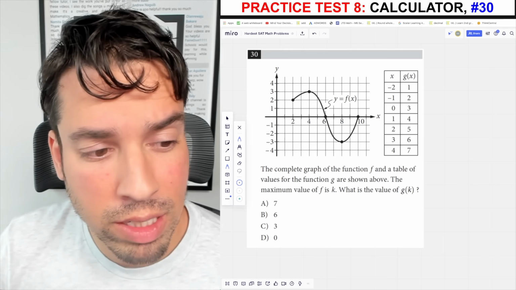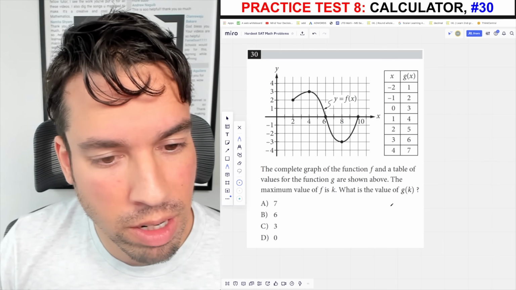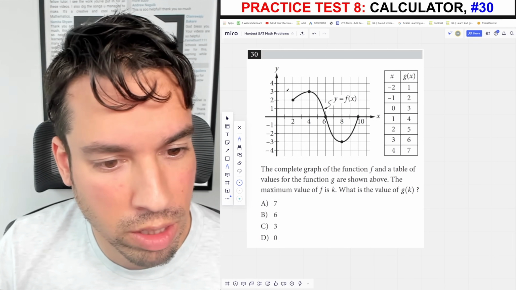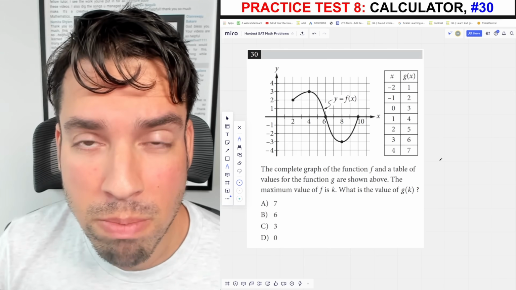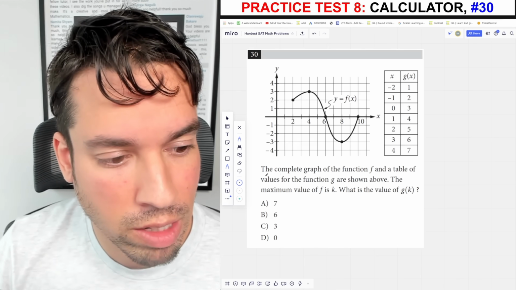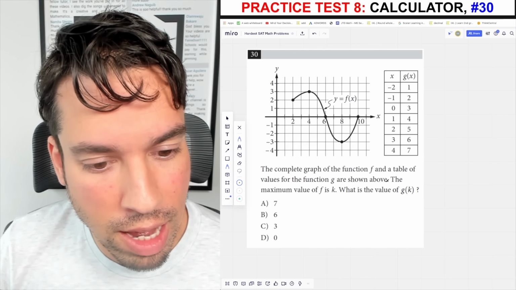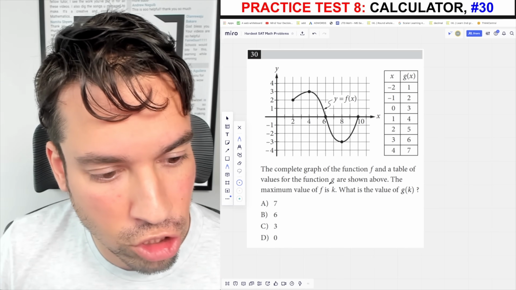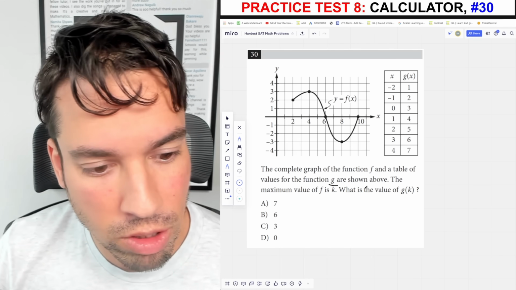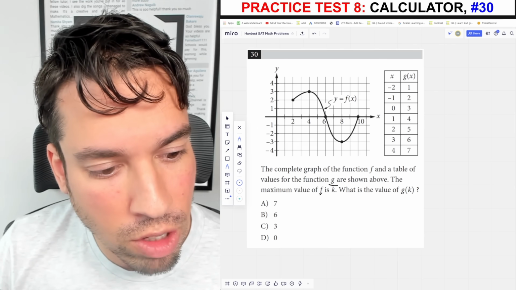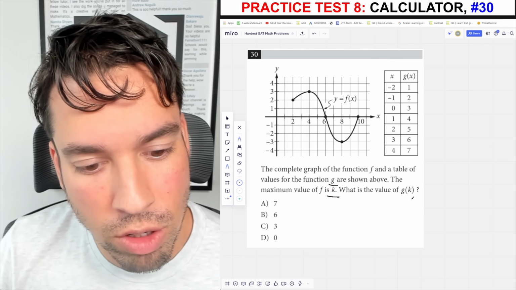I find this one pretty difficult because it's sort of a hybrid of function notation, then we got a table, then we're looking at a graph. And so you got to put all those components together correctly in order to get this right. So it says the complete graph of function f and a table of values for function g, so this is g, and these are the f values, are shown above. The maximum value of f is k. What is the value of g of k?